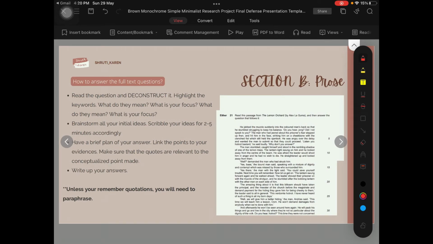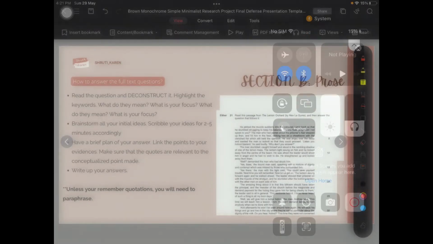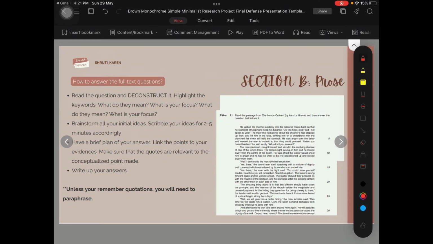The next thing that you need to know is how to answer full text questions. So make sure that you're reading the question and deconstructing it. After answering all the full text questions, it's always a good idea to read the question and deconstruct it. This is something we've done in the previous stage with the extract questions as well. Try to highlight all the keywords and see whether you know what they mean. If you don't know what they mean, it's always a good idea to not do that question.